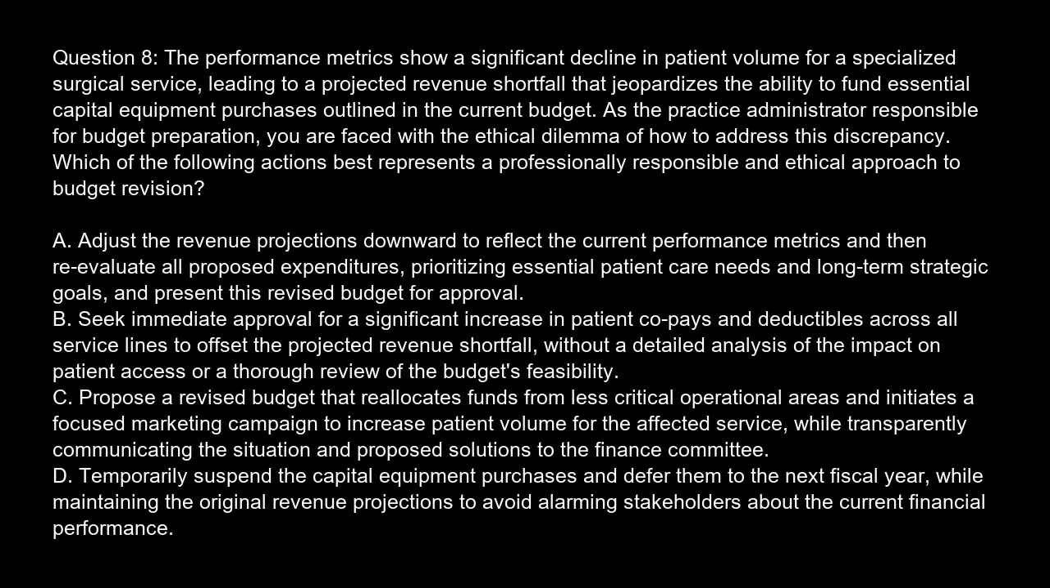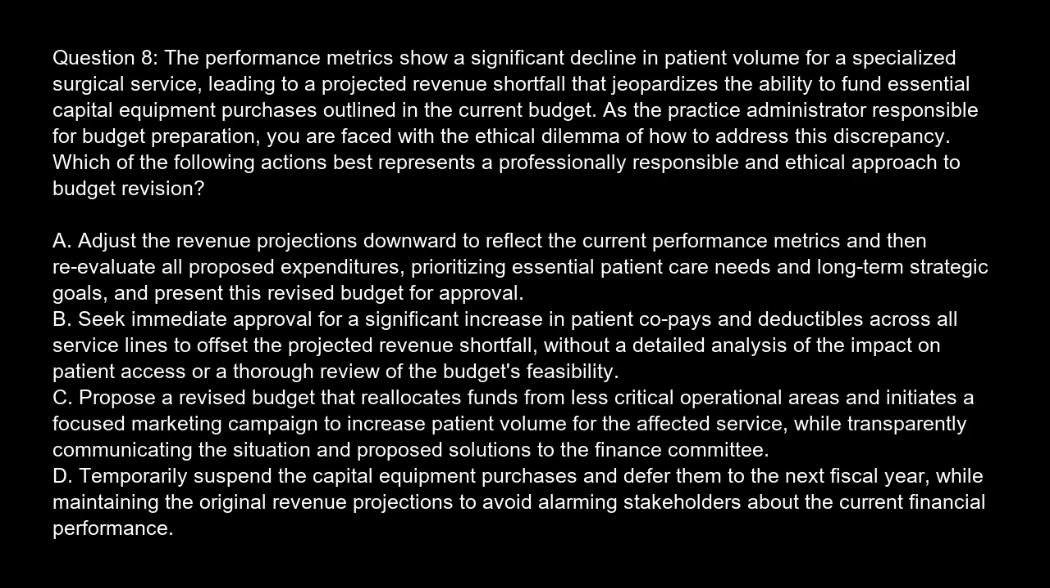Option A. Adjust the revenue projections downward to reflect the current performance metrics and then reevaluate all proposed expenditures, prioritizing essential patient care needs and long-term strategic goals, and present this revised budget for approval. Option B. Seek immediate approval for a significant increase in patient copays and deductibles across all service lines to offset the projected revenue shortfall, without a detailed analysis of the impact on patient access or a thorough review of the budget's feasibility.